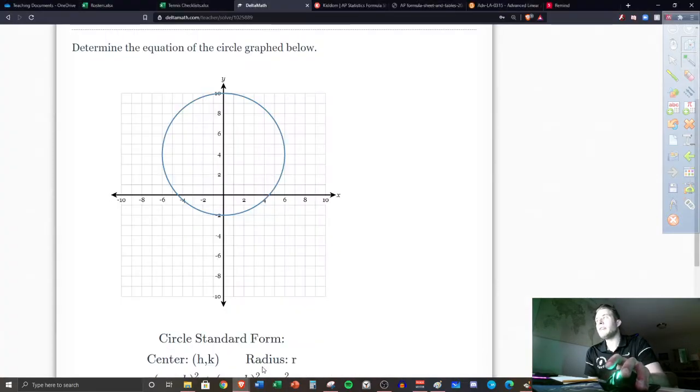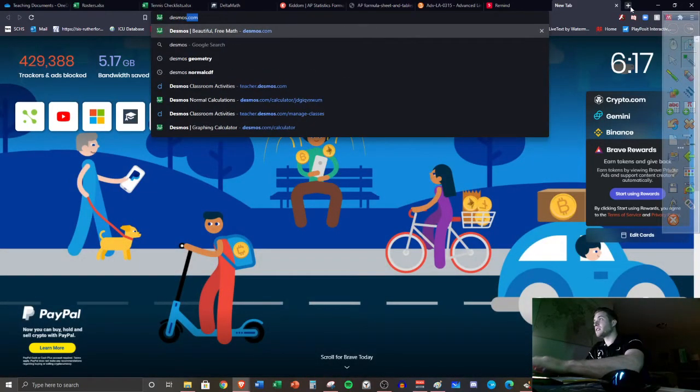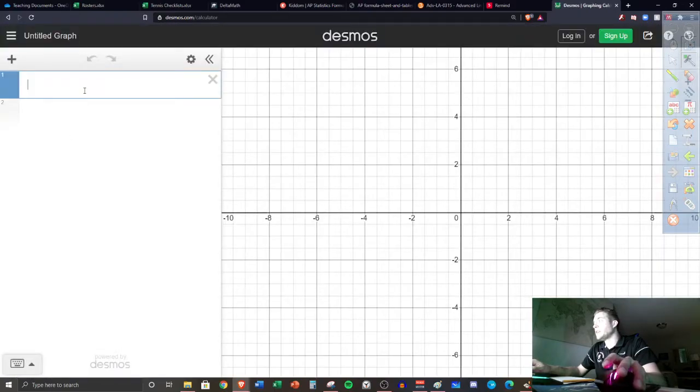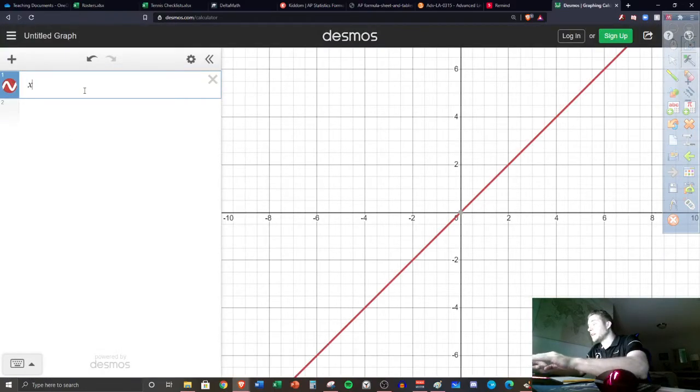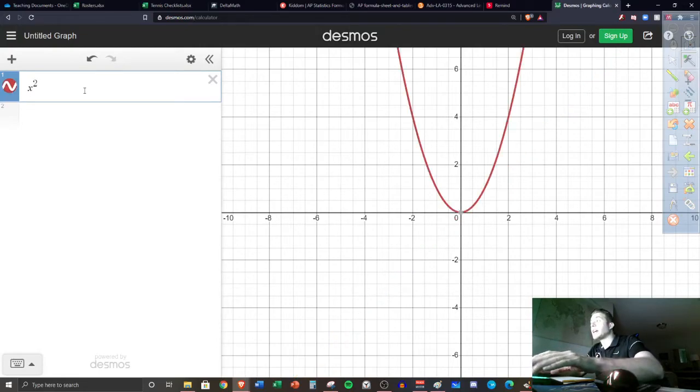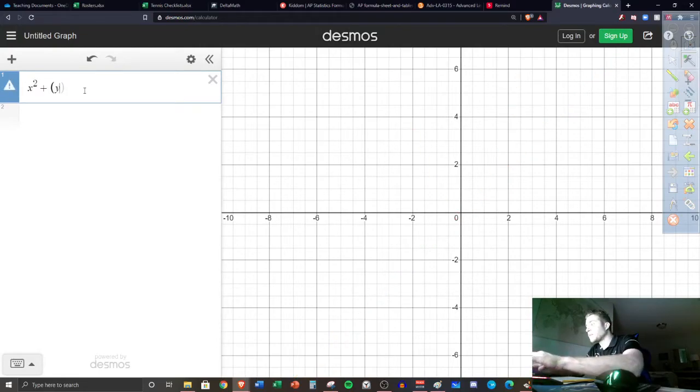So really, graphing calculators don't like graphing circles. However, Desmos doesn't really have many problems with it. If we go into Desmos, we can actually just type in exactly what we see. So x squared, or exactly what we had. So we don't even have to put it in the format.